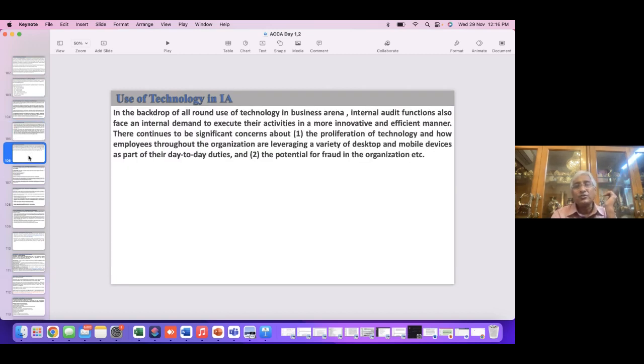In the backdrop of all-round use of technology in the business area, internal audit functions also face an internal demand to execute their activities in a more innovative and efficient manner. Because, as I just mentioned, if you do not update yourself, then you are a dinosaur. Today, GST is a reality. So unless you know what GST is in the course of your audit, it's not a matter of whether the institute classes covered it, study material appropriately captured it, or examination questions were properly framed. These are questions you may always go on asking. But the thing is, unless you know GST, how can you perform your audit? It is in your best interest.